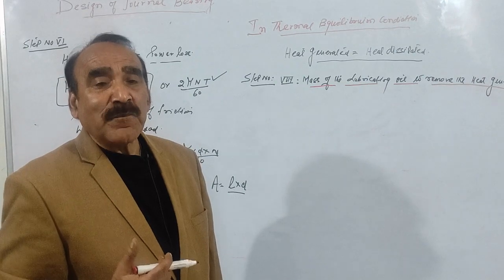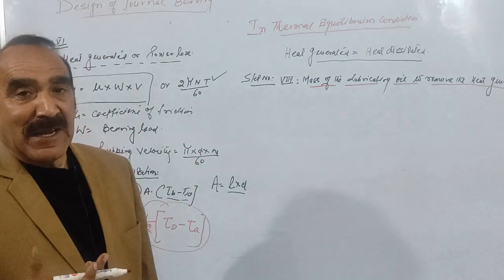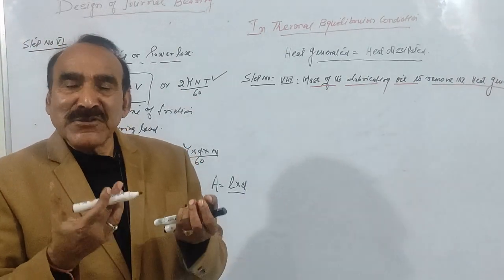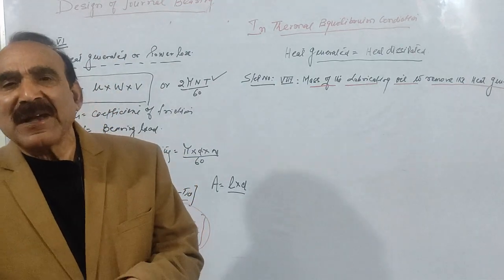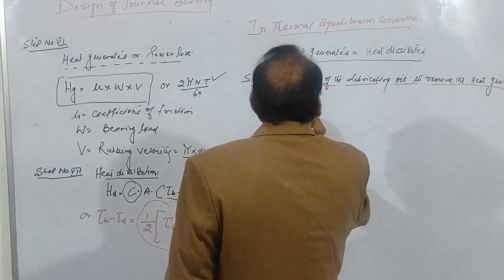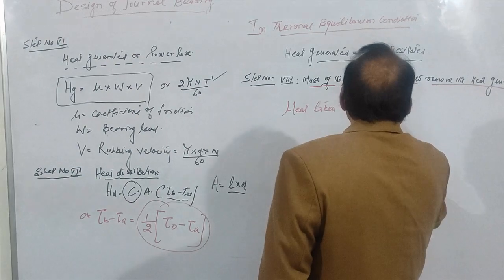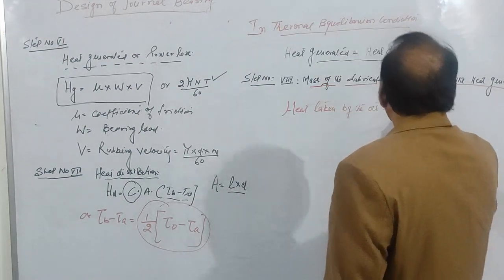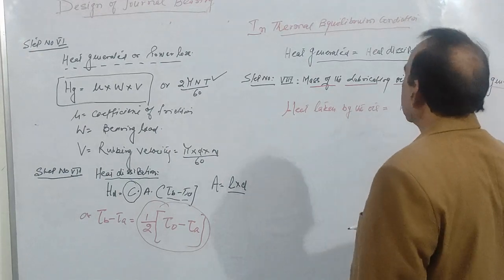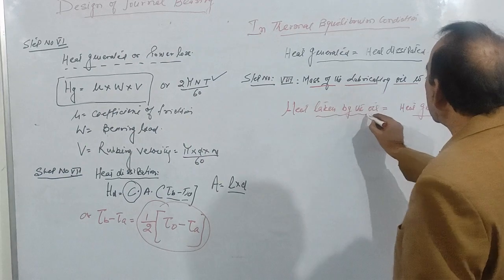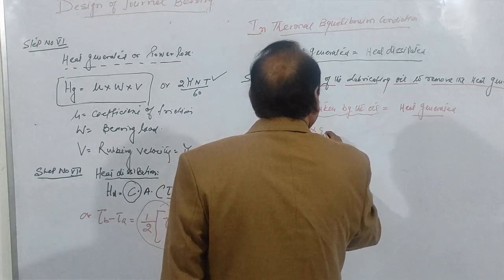So you can say that heat taken by the oil is equal to the heat generated. Whatever heat is generated in the bearing, all of that heat the oil will absorb. So we can equate: heat taken by the oil is equal to heat generated. Now, heat taken by the oil is equal to m into s into t.